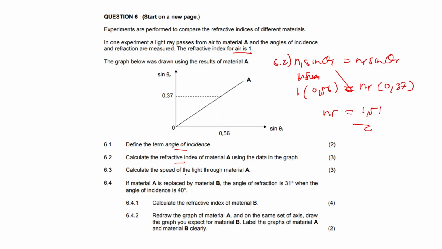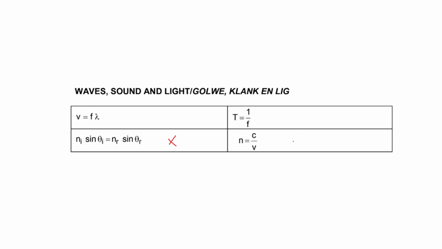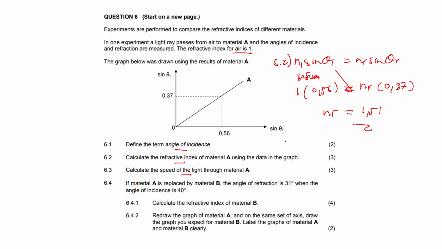6.3. Calculate the speed of light through material A. So for speed of light, we can use this formula, n equals c over v. So 6.3. n equals c over v. Now we have just calculated the refractive index of material A. So we have n, right? So we jot down 1.51.